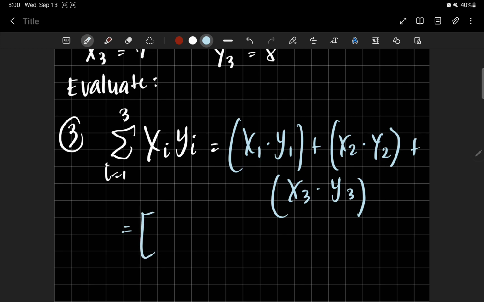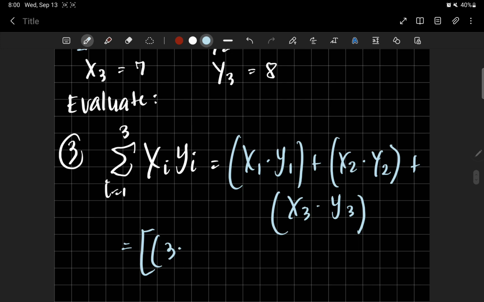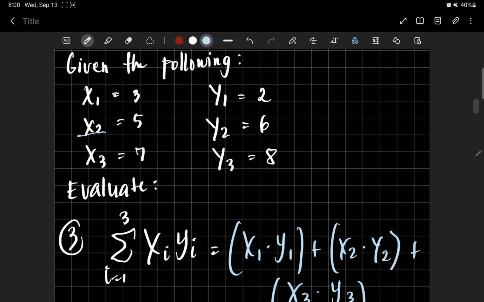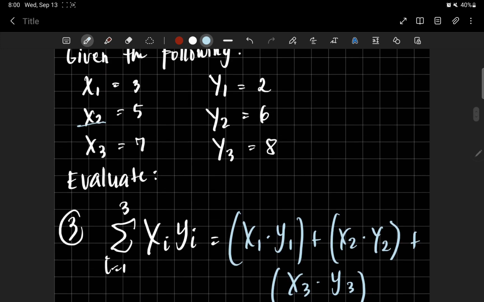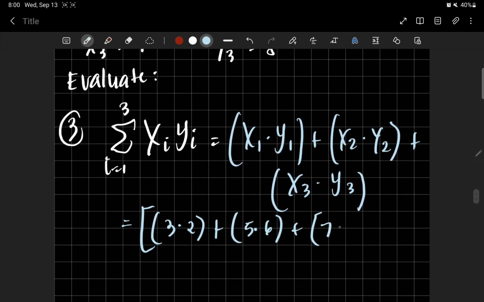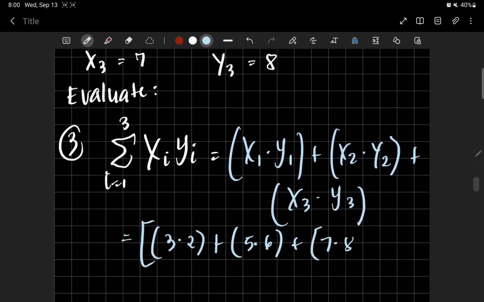We have the value of x sub 1, that is 3, y sub 1 is 2, so you have here 3 times 2, plus, the x sub 2 is 5, and y sub 2 is 6, so that is 5 times 6, plus, x sub 3 is 7, and y sub 3 is 8. So, you have here 7 times 8.